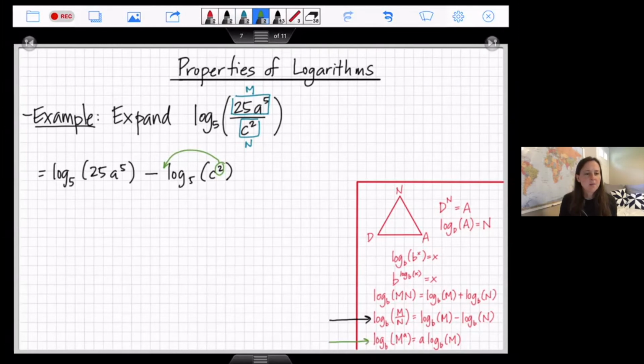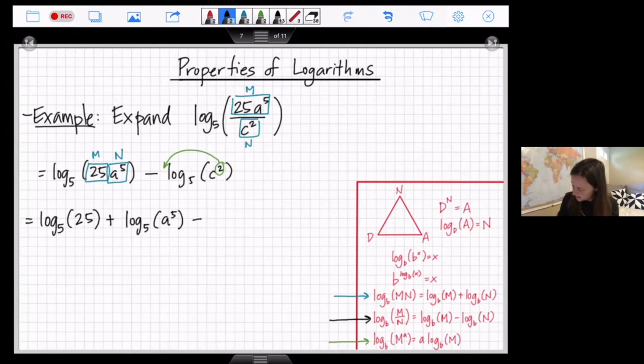And let's see, my log base 5 of 25a to the 5th, that's another m times n. So again, that's going to be this top property here, m times n. So when I distribute a log over multiplication, it gives me addition in between. So I'm going to say log base 5 of 25 plus log base 5 of a to the 5th, minus, so those two came from that first log. And then the second log, I'm going to bring down that 2 as a coefficient, 2 log base 5 of c.